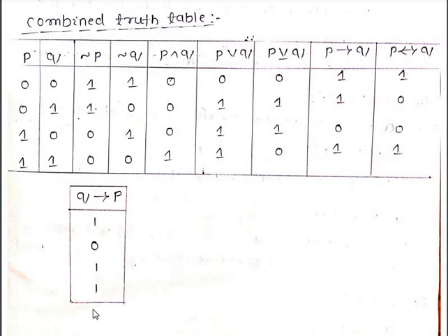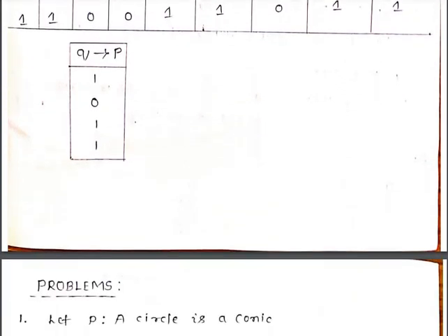So this heading part is important. What is implying what is highly important. If it is P implies Q, the values would be different. If it is Q implies P, those values are different. So be careful while writing the truth table.